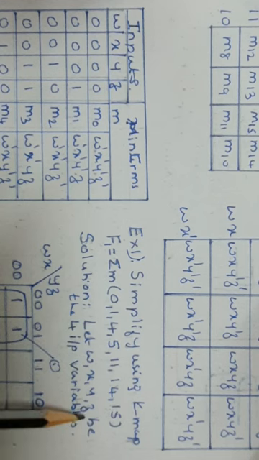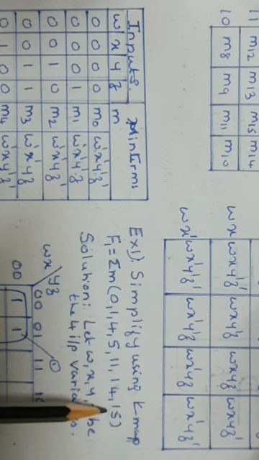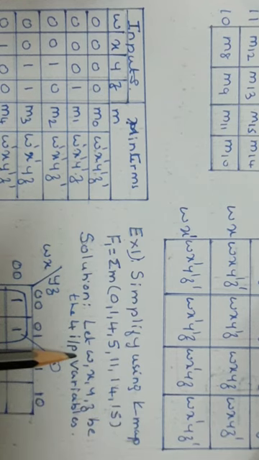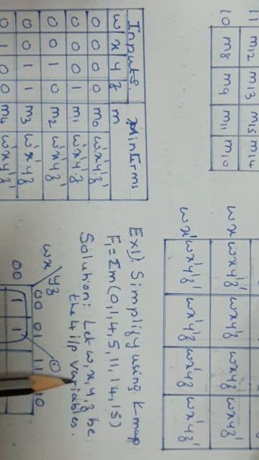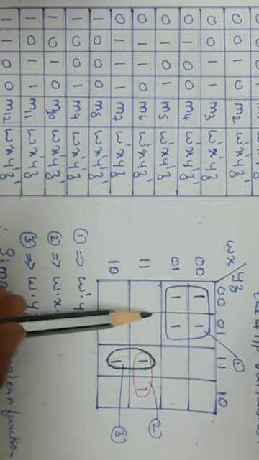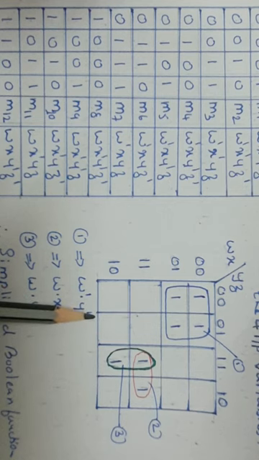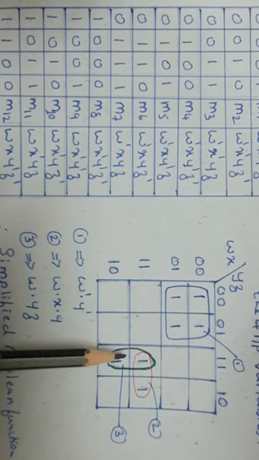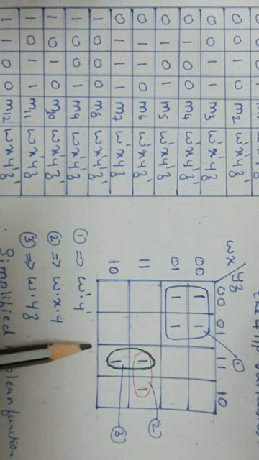Now we have to simplify this expression using kmap as part of the solution. First we have to identify how many input variables there are. Because 15 is the maximum minterm, 4 variables are required to express it. Hence it is a 4 variable Boolean function. A 4 variable Boolean function means in the kmap we have to draw 2 raised to 4, that is 16 squares. So the kmap is as follows.